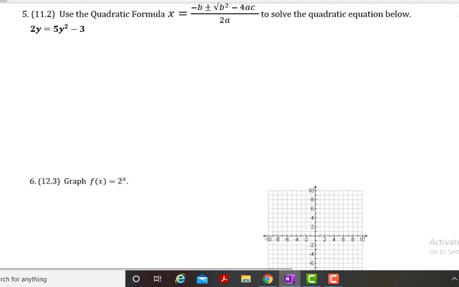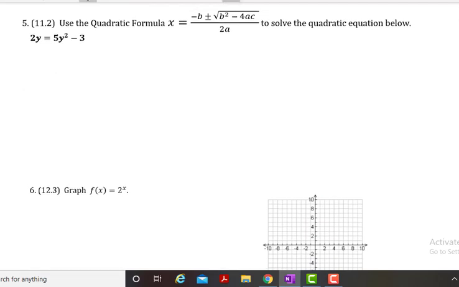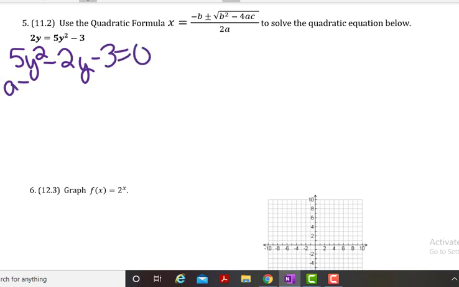Number 5, use the quadratic formula x equals negative b plus or minus the square root of b squared minus 4ac, all of that divided by 2a, to solve the quadratic equation below. What I need to do first with the equation 2y equals 5y squared minus 3 is to subtract the 2y and get the equation equal to 0. Now when I do that, I end up with 5y squared minus 2y minus 3 is equal to 0, which means a is equal to 5, b is equal to negative 2, and c is equal to negative 3.